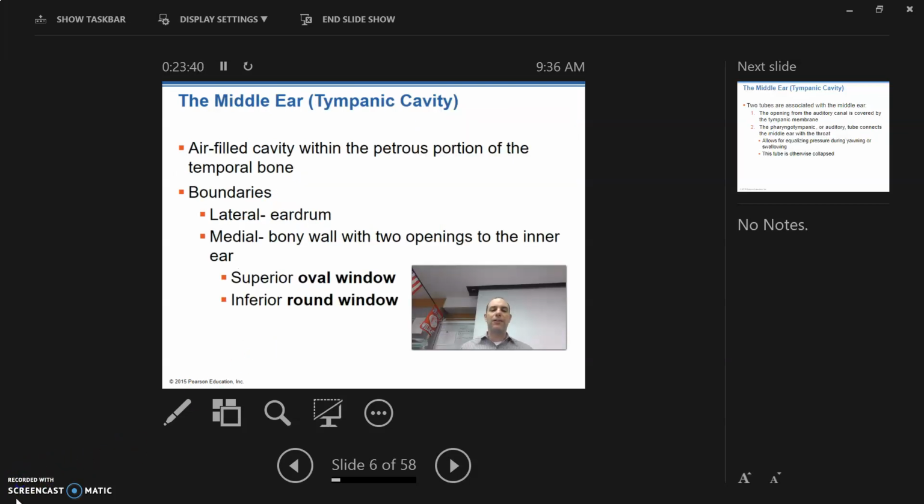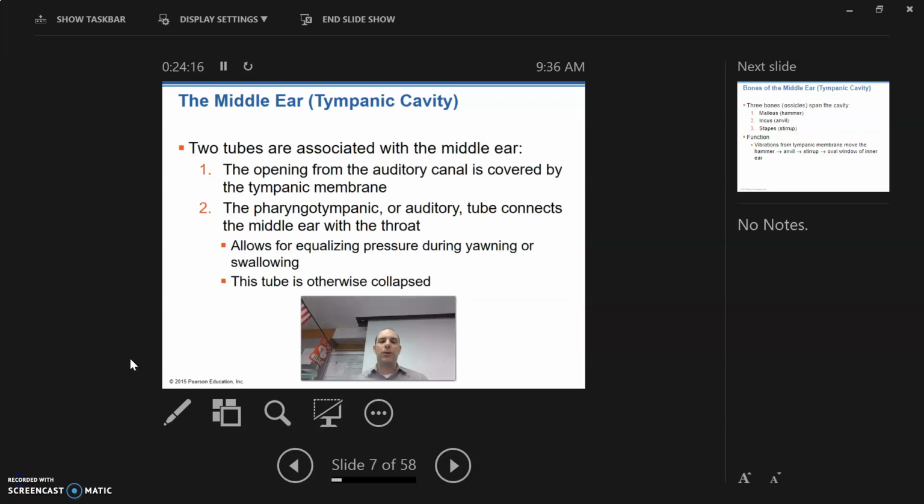The middle ear is an air-filled cavity which goes into the temporal bone. Remember, you've got the temporal bone right here, so that's where it's kind of located. You can picture your outer ear here. That's how far back it transfers through. It's got the eardrum. It's got a bony wall with two openings to the inner ear. It's got two windows, an oval window and a round window. And you can see this if you go back through the diagram. You can see what I'm talking about when I reference these.